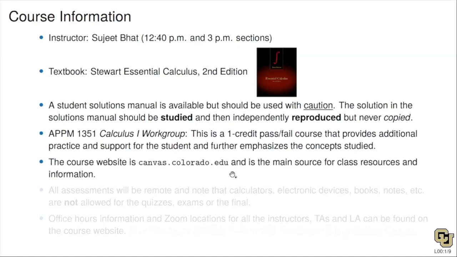Because this is a remote synchronous course, our main source of information, our central meeting point, will really be the Canvas page. canvas.colorado.edu will be the main source for our class resources and information. You'll find the slides there. You'll find information about your grade there. You'll find homework solutions and exam solutions. You'll find announcements and information about office hours and Zoom locations for everything. We'll go to the website here in a second, and I'll just run through it real quick to show you.